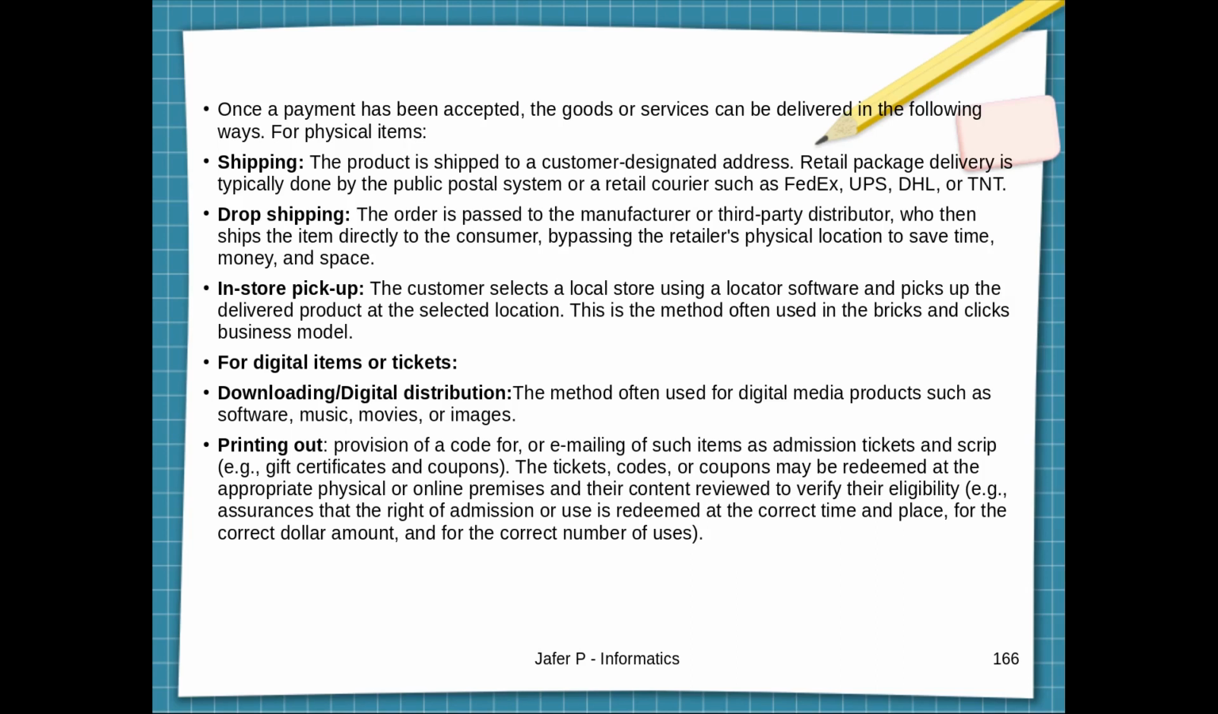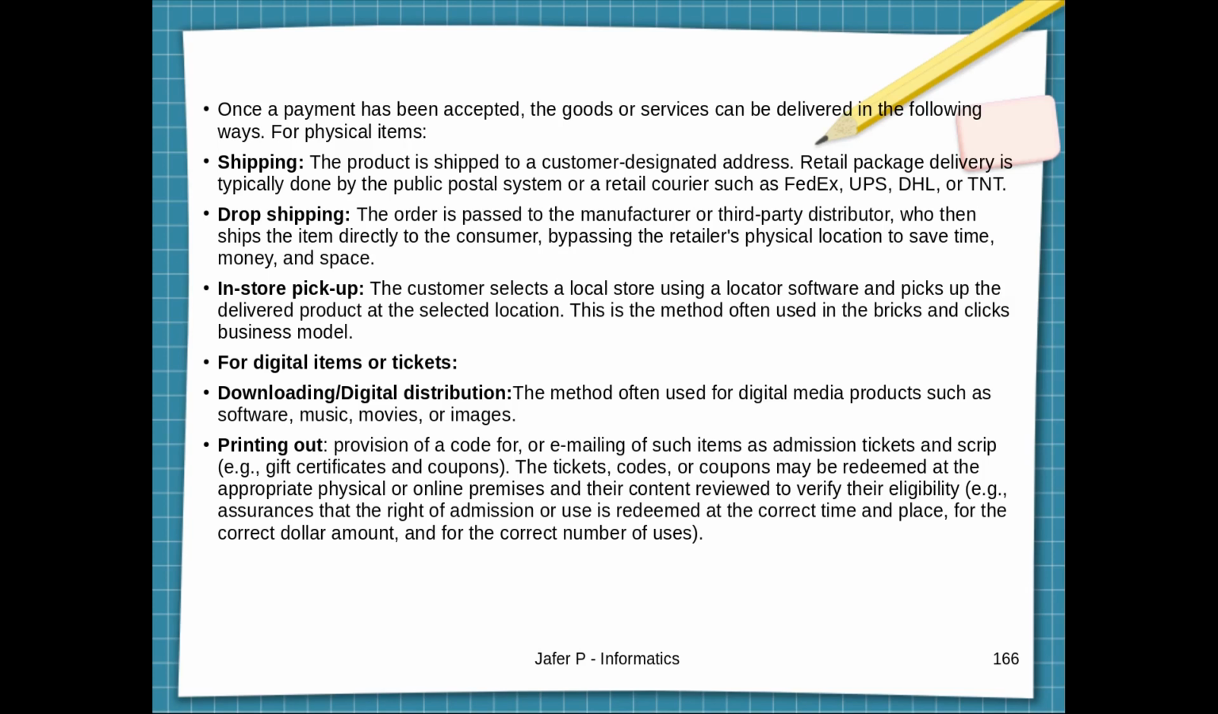The tickets, codes or coupons may be redeemed at the appropriate physical or online premises and their content reviewed to verify their eligibility. Example, assurance that the right of admission or use is redeemed at the correct time and place, for the correct dollar amount and for the correct number of uses. So what is printing out? Suppose with some products, when you purchase that product, you will get some redeem points, so that you can use those redeem points for purchasing some other products. So you will get some relaxation in the amount, right?